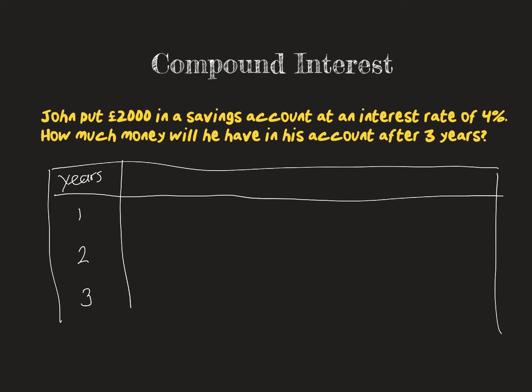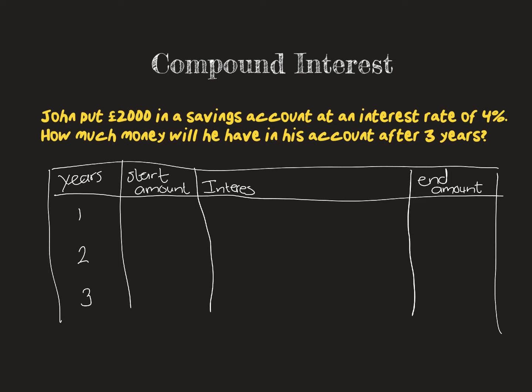Then in our second column, we have the start amount. So how much we actually start off with at the beginning of each of these years. The middle column will be our interest. And in our final column, we will have the end amount. So this is the amount we have at the end of each of these years.